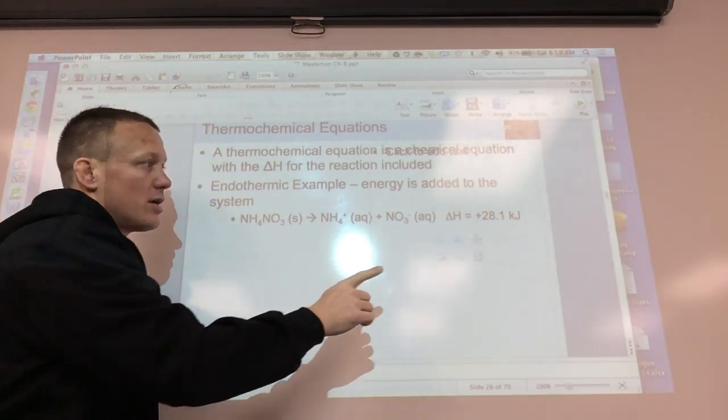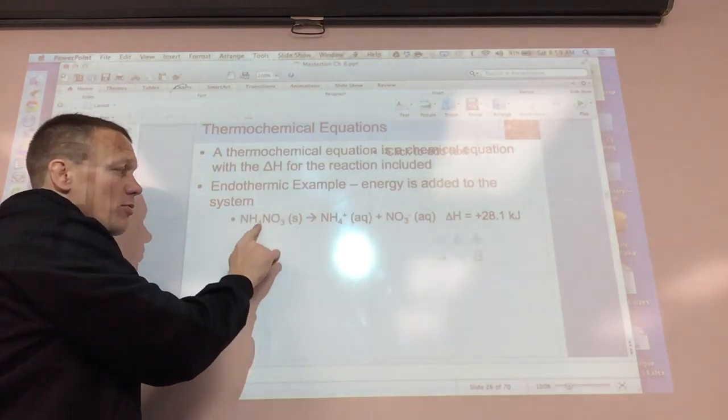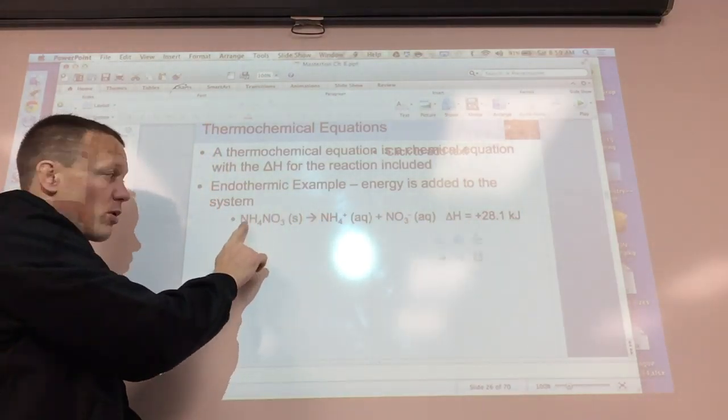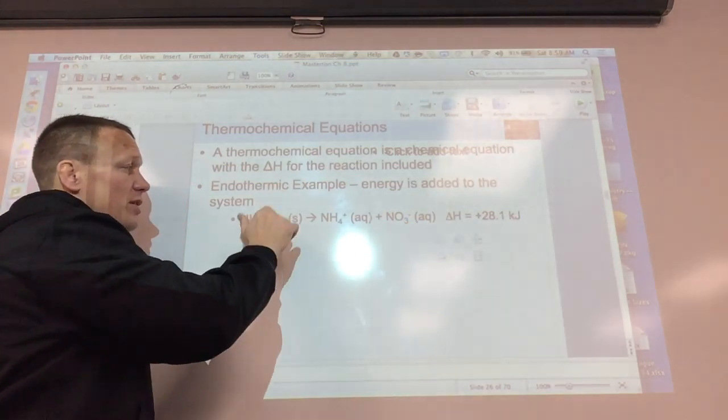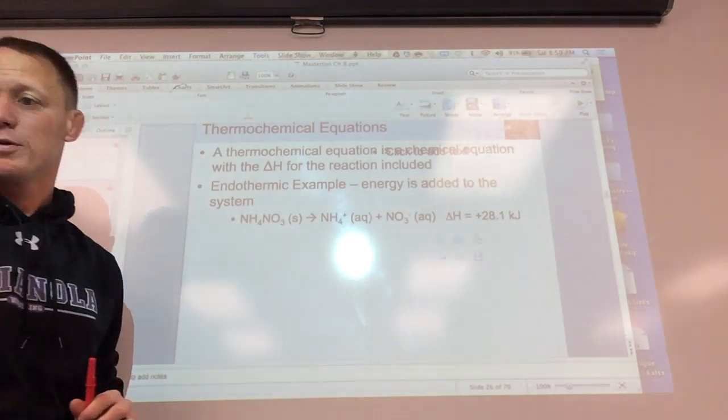It takes 28.1 kilojoules per mole of this substance. There's an important part: this is kilojoules, and it's per mole of this substance, or whatever number is out front of it. It's a 1 in this case. So 28.1 kilojoules per mole of this is absorbed to make it dissolve.